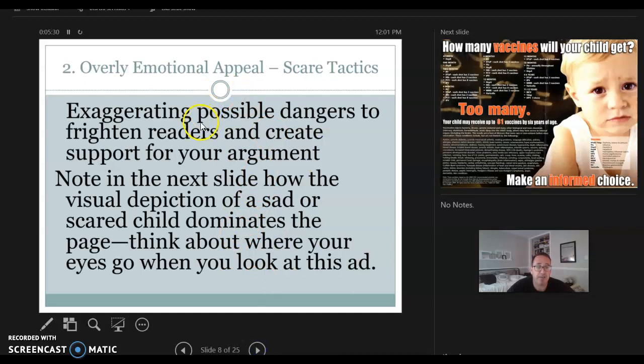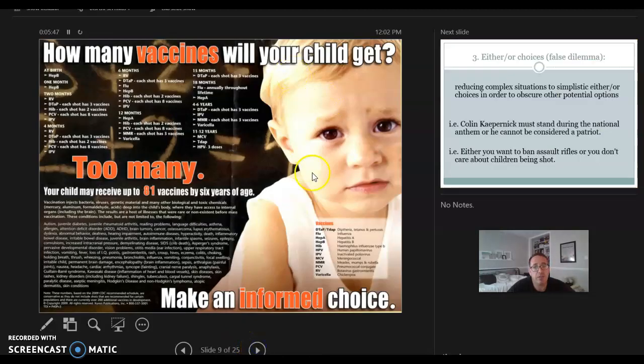There's another side of emotional reactions, and that's scare tactics. So we could put this under the heading of overly emotional appeals, that you exaggerate possible dangers to frighten readers and create support for your arguments. Right? Scare tactics are very common. In this next slide, you can see this is again about vaccines. How many vaccines will your child get? And look at how they're presenting the information.